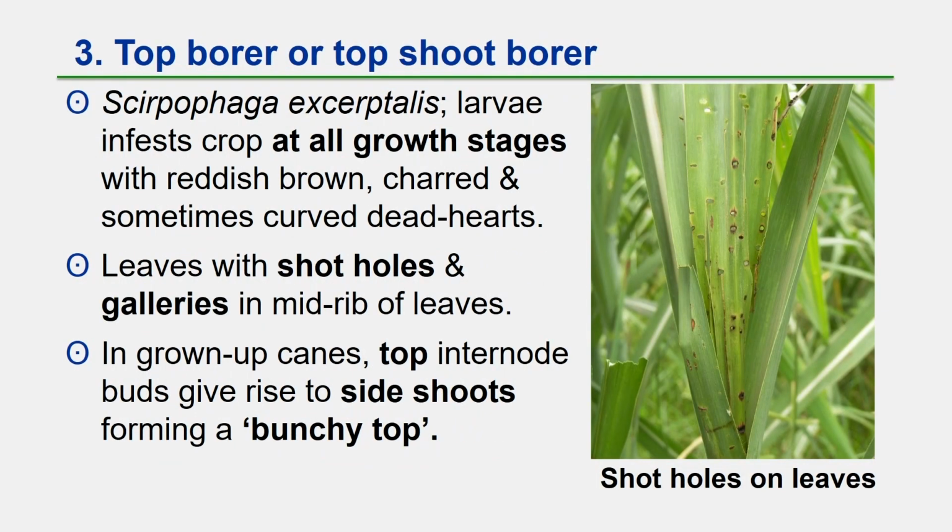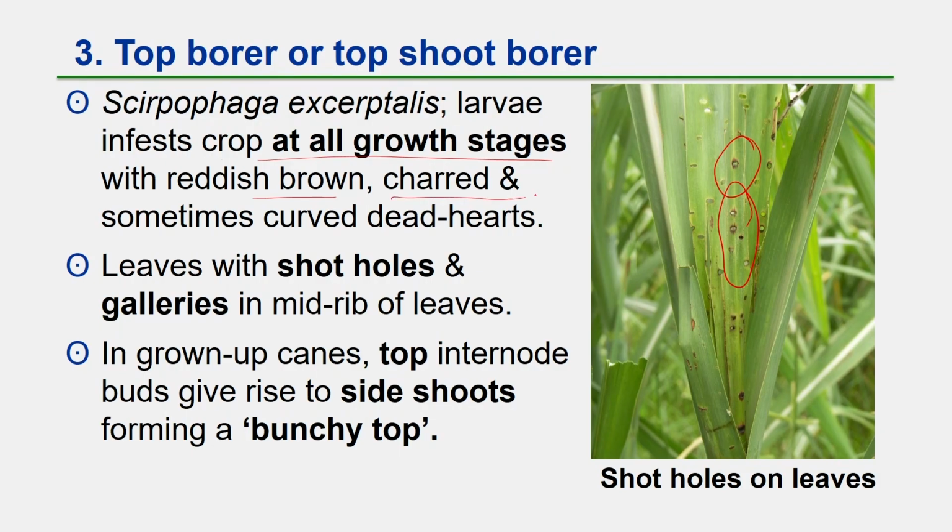Third insect is top borer or top shoot borer. You can call it by either of these two names. So, it is Sarcophaga excerptalis. Larvae infest crop at all growth stages with reddish brown. You can see on the right side the infestation symptoms.